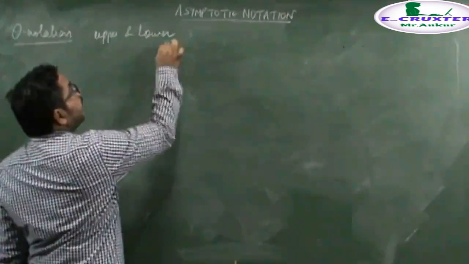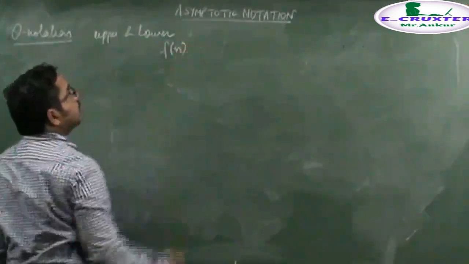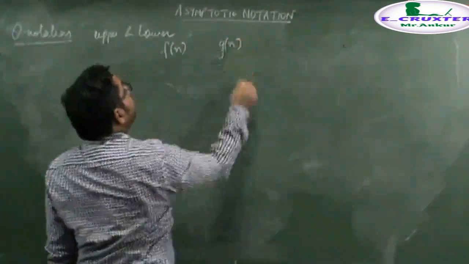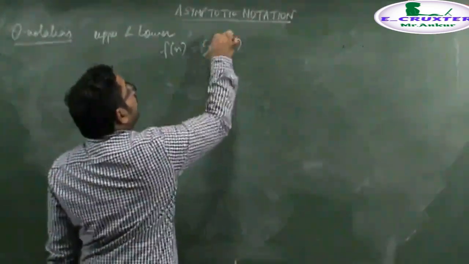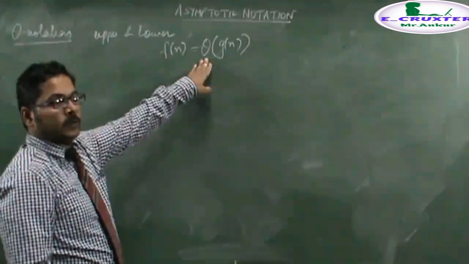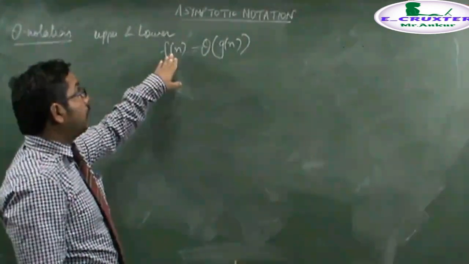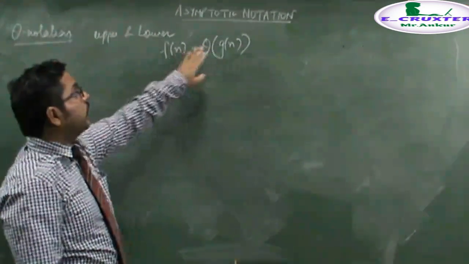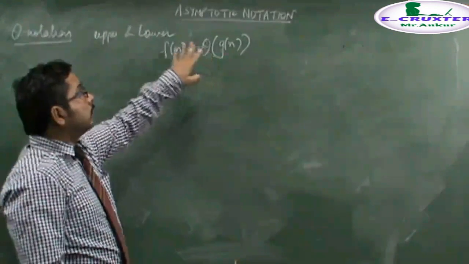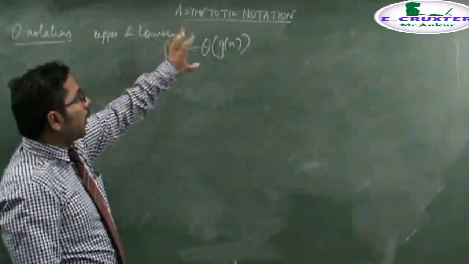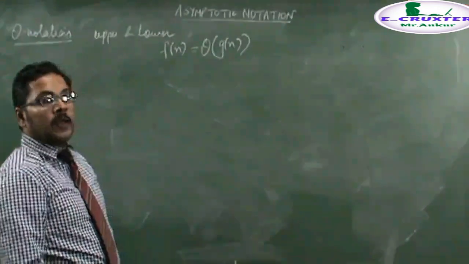by theta notation. That is, I am saying that if there is an f(n) function and I am saying that the g(n) function is bounding the f(n) by upper and lower both, then it is denoted by theta notation. That is, if I am saying for the f(n) function the g(n) function is a theta function, then I am saying that the g(n) function is bounding the f(n) function from upper and lower both.